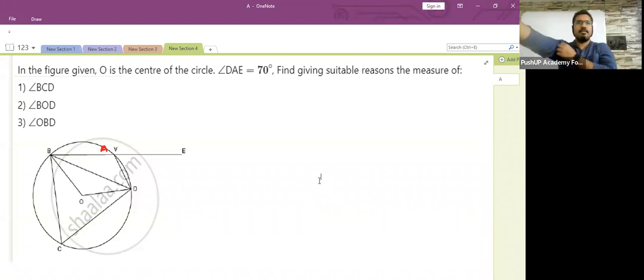Third, first one is 70. Second one is, third one is, I'll give you only 2 minutes for all the three parts because it is very easy.